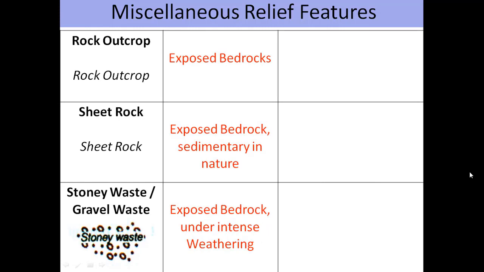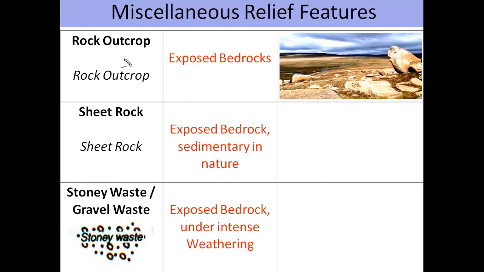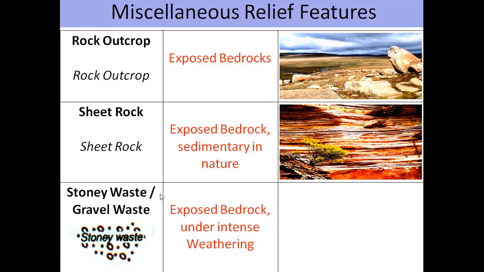Now we'll learn some more miscellaneous features, and they are all relief features marked on a topographical map. Rock outcrop. As you can see, it is literally written on a topographical map like this in italics, rock outcrop. These are basically exposed bedrock. As you can see in the picture, the rocks are visible. Next relief feature is sheet rock. It is written in italics like this, sheet rock. They are mainly exposed bedrock, but they are sedimentary in nature. As you can see, the layers of sedimentary rocks are visible.